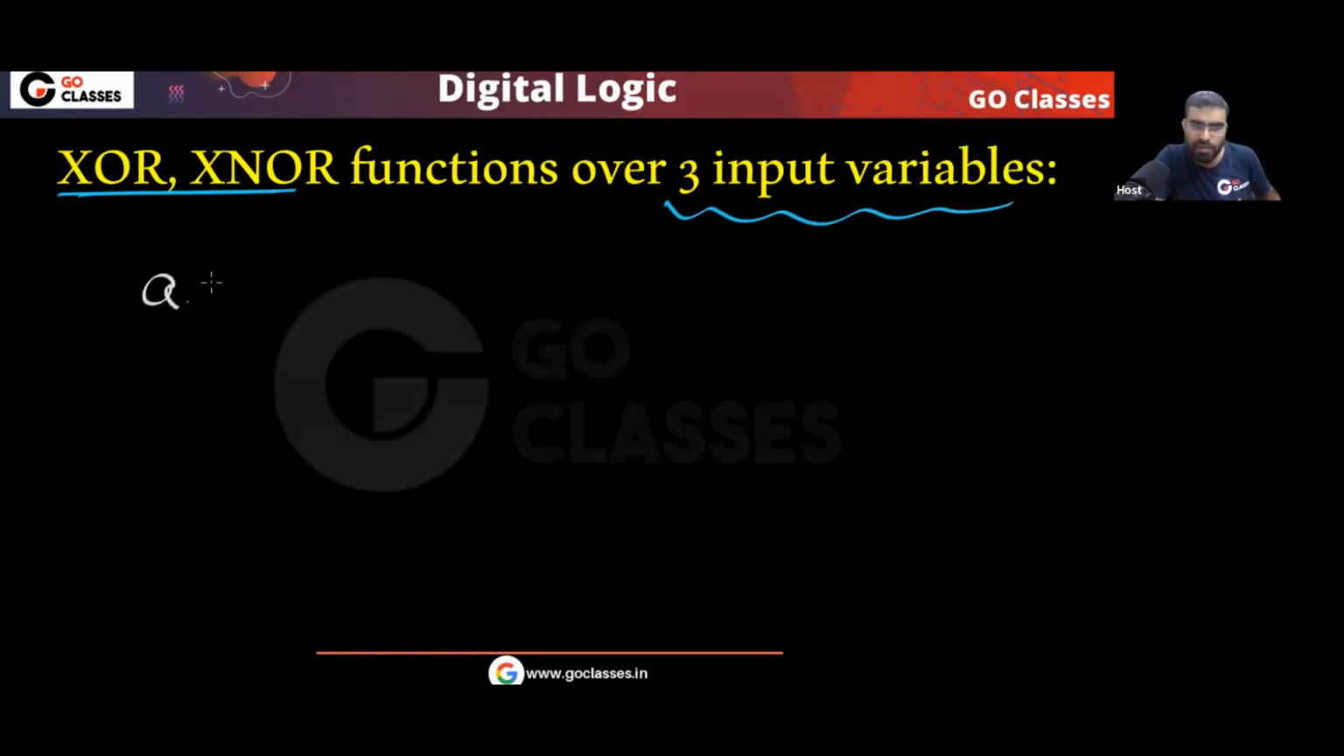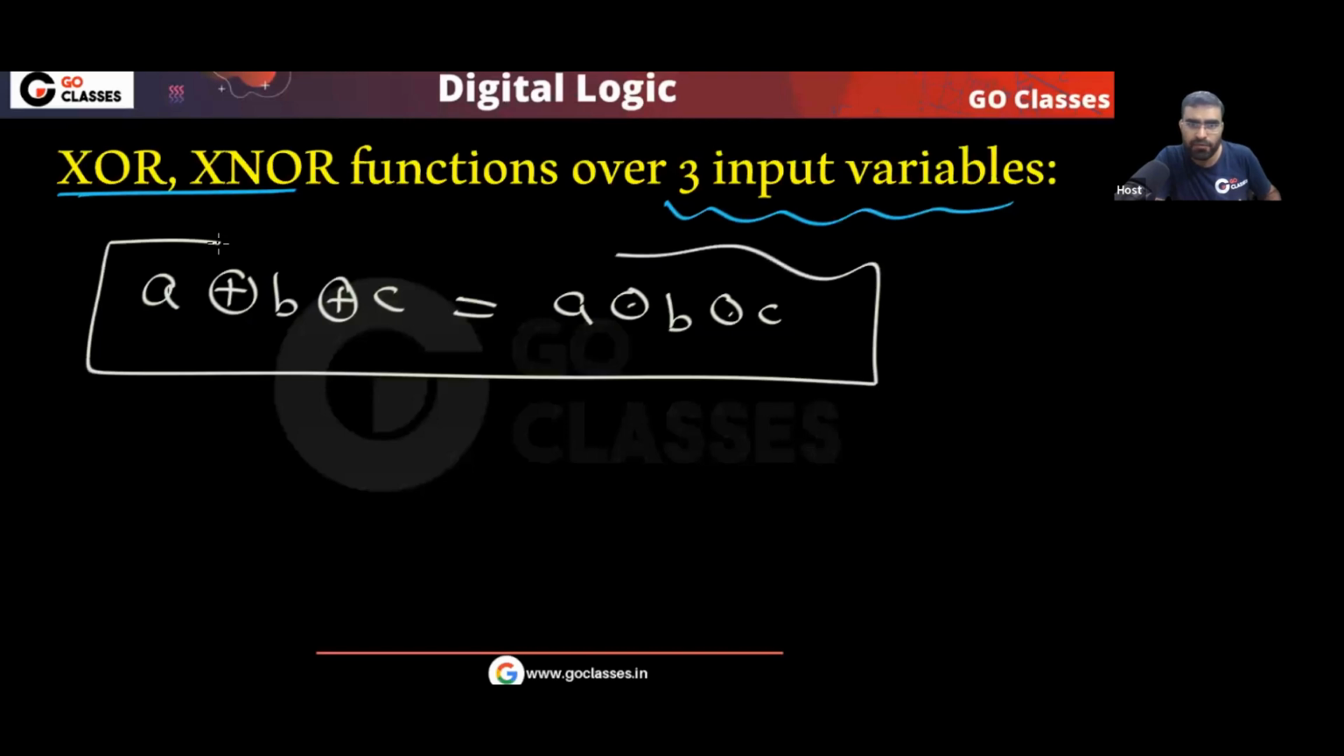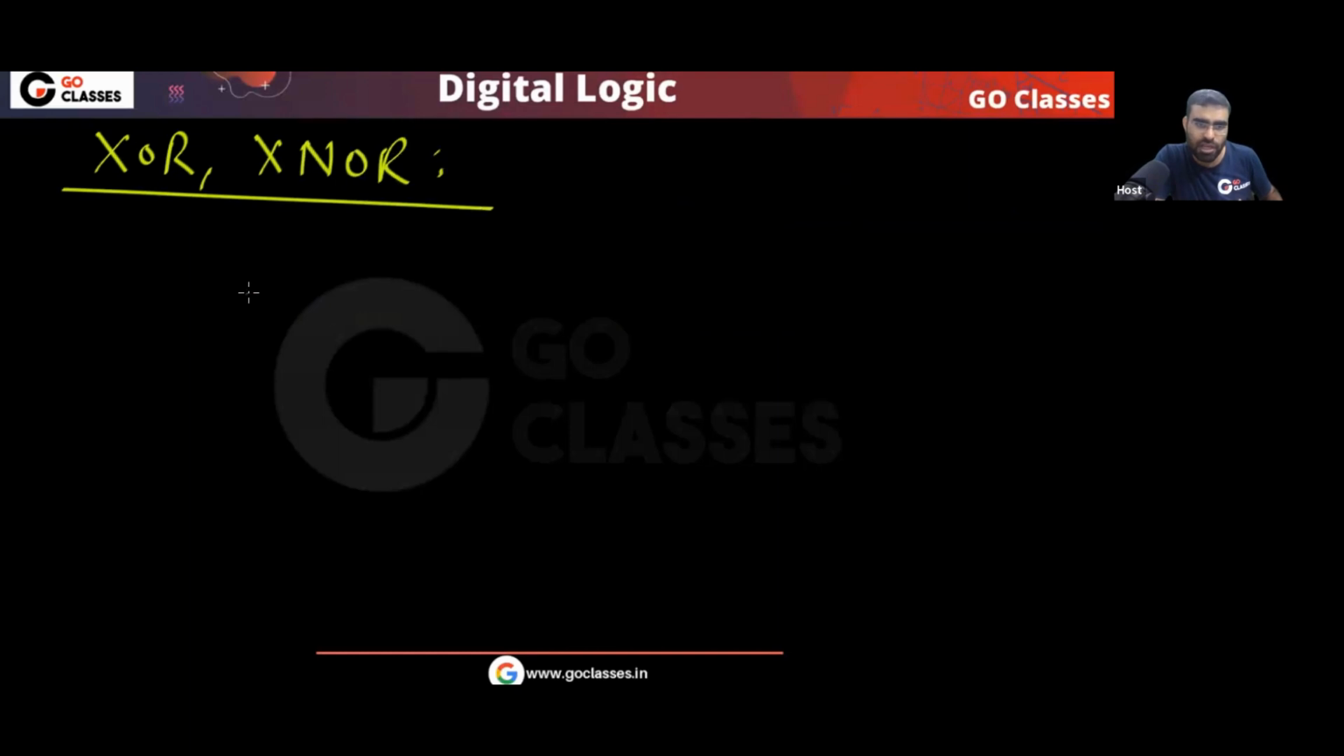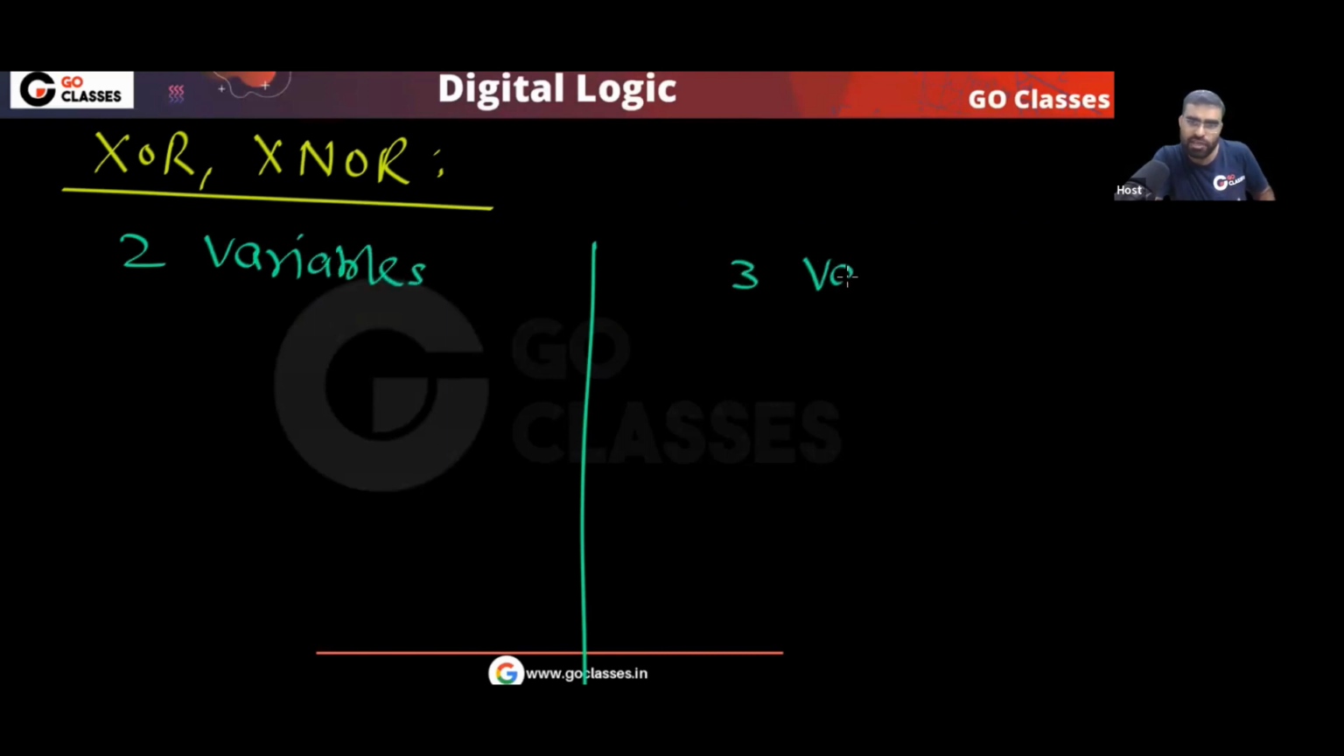If you have three input variables, then XOR is the same as XNOR. A XOR B XOR C is the same as A XNOR B XNOR C. So something interesting you can notice. Let's see XOR and XNOR: if you have two input variables, and if you have three input variables, what is the relationship?